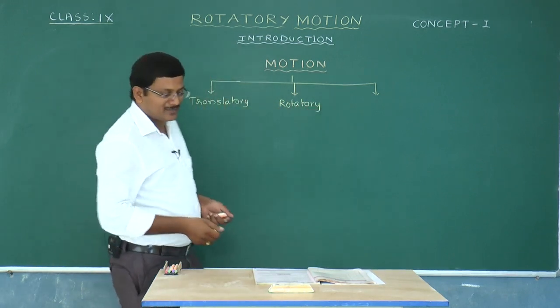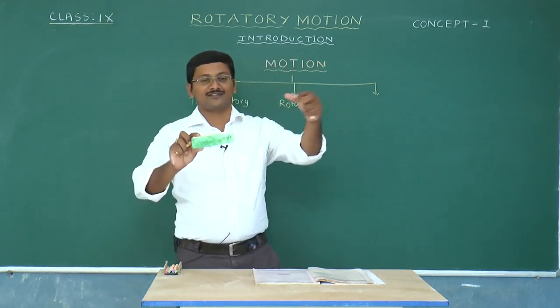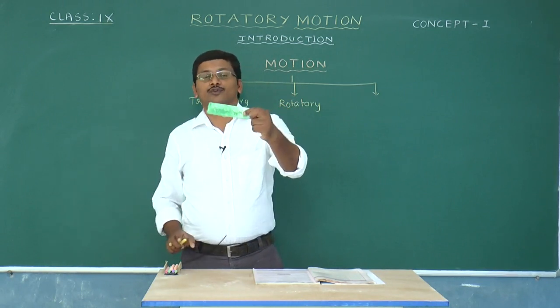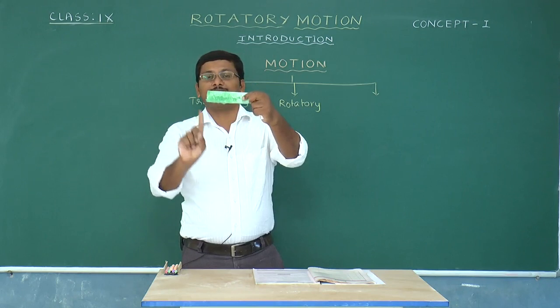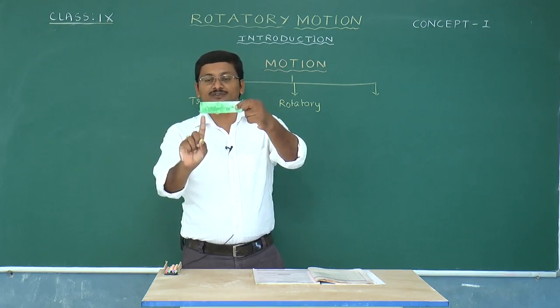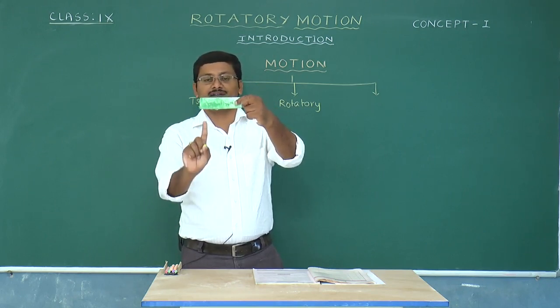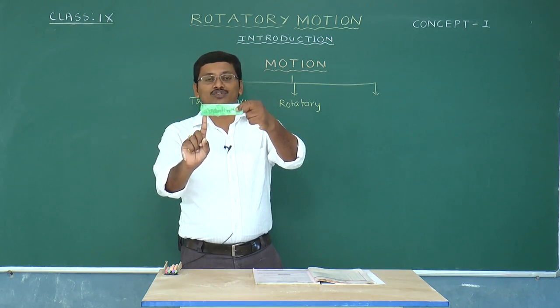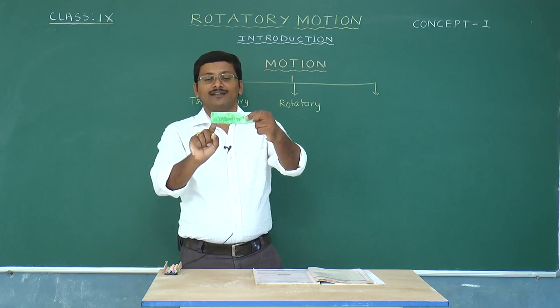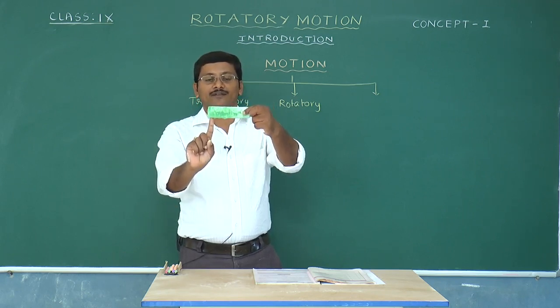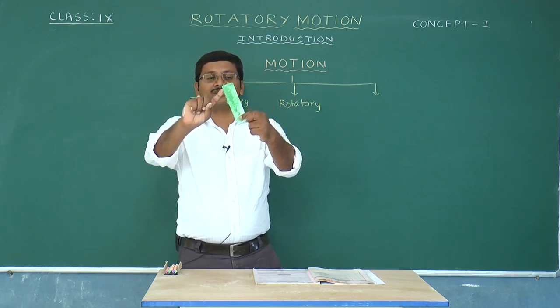Rotatory. For example, we will take the same duster, and let us fix this duster at 2 points. Next, try to apply the force perpendicular to the length of this duster. So, I am applying the force in this direction. Let us discuss the motion of the object in this case. This is the fixed position, and then I am applying the force over here. Then observe the motion of the body.